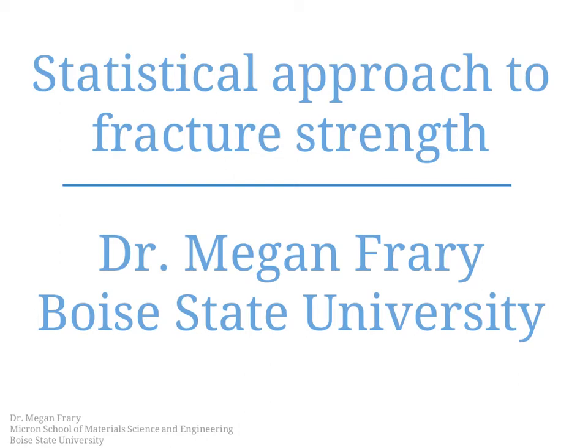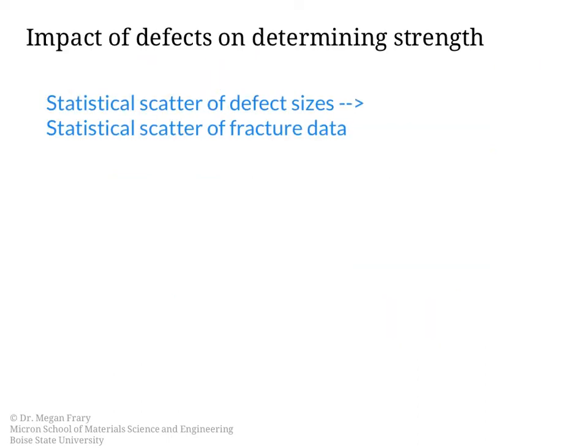In this video, we're going to talk about how and why we take a statistical approach to the fracture strength of ceramic materials. Let's start by considering the impact of defects on the strength of these materials. In a material like a ceramic, there is a statistical scatter in the defect sizes, and this leads to statistical scatter of the fracture data as well.